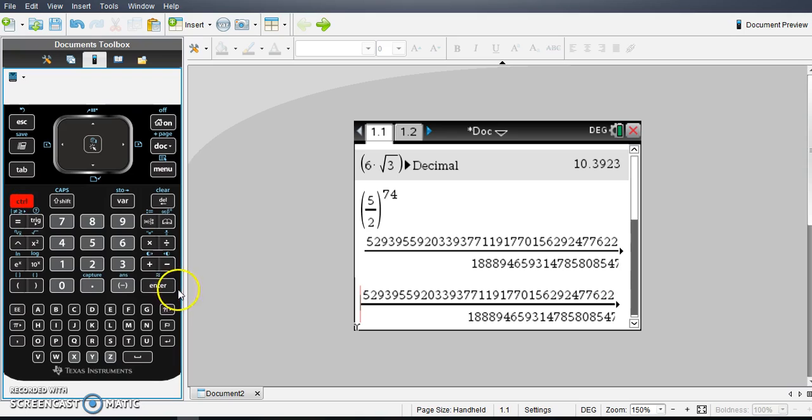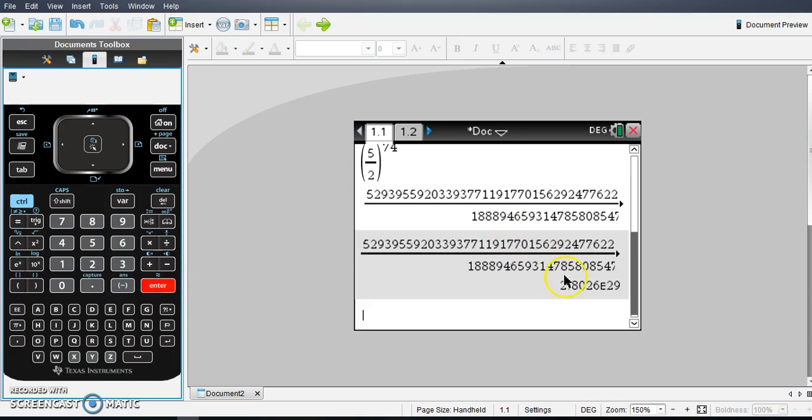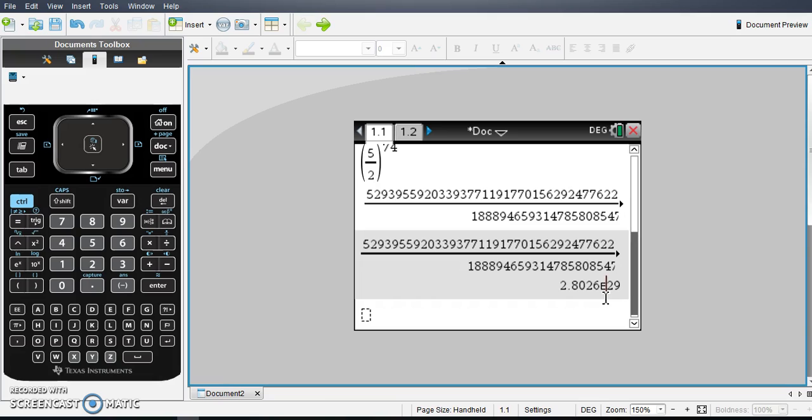So if we use our control enter function here, then it will approximate it to a decimal for us. And this here is in scientific notation. And that's what it does with really big numbers and really small numbers, probably like your previous calculator did. So this says 2.8026, and this E means multiplied by 10 to the power of 29. So we have about 2.8 times 10 to the 29. And that's standard form that you should be familiar with from last year, and I understand that you also use it quite often in physics.